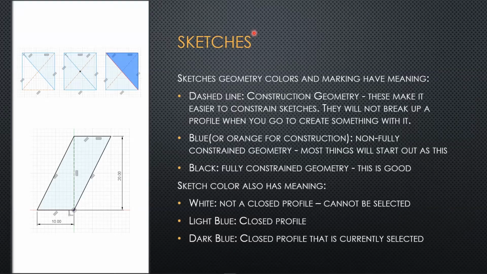So a dashed line is construction geometry. These make it easier to constrain sketches, and they don't break up a profile. So when you go to create something with the profile, it doesn't get in the way. An example of this is this construction line going this way. So you can see there's a solid blue line here, but a construction line here. If I only want to select half of this rectangle, I can do that. If I wanted to select in quarter chunks, then I'd want to have this be a solid line. But because I only want to select half, I want it to be a construction line.